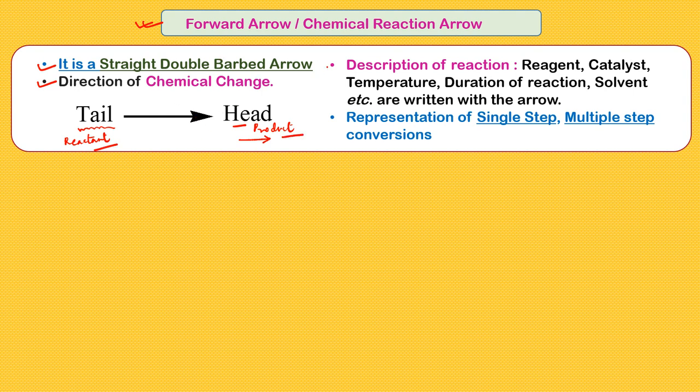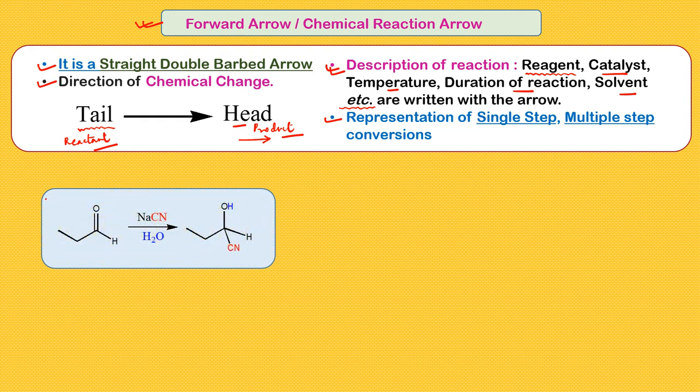And while doing so, as we discussed, it involves all the reaction conditions such as the reagent, the catalyst, temperature, duration of the chemical transformation, solvent, and any other thing that we are using for this particular transformation, which we write along with this arrow. This arrow is used if we are writing a single-step conversion or a multi-step conversion, and the overall reaction can be represented by this transformation, that is, the reactant is getting converted into the product.